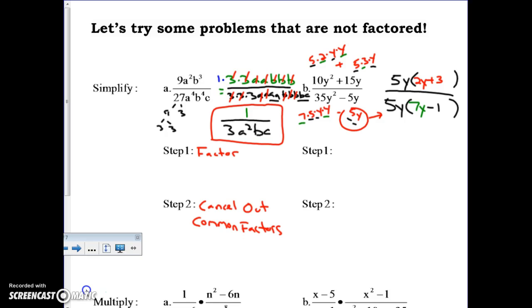All right. So both the numerator and denominator are factored. Now we're ready to cancel out common factors. What are the common factors? The common factors are, in this case, the GCF, 5y and 5y. So we end up with 2y plus 3 over 7y minus 1. And that's your answer.